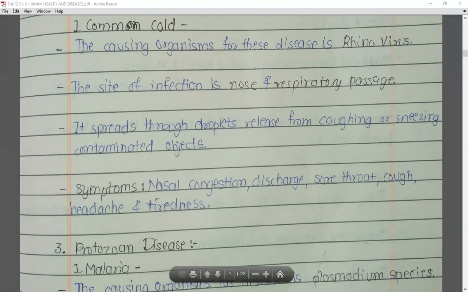Congestion means the narrowing of the nasal passage, right? That occurs. Then the discharge, that means the nose discharge which you see, the running nose. Then sore throat, that means the throat feels harsh, right? Then cough occurs, that means the coughing mechanism. You also undergo headache, as well as feel tiredness while you are undergoing the common cold, right? So this is about the viral disease.